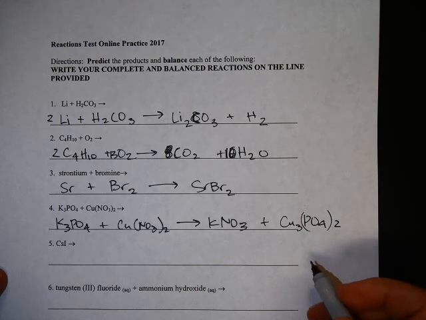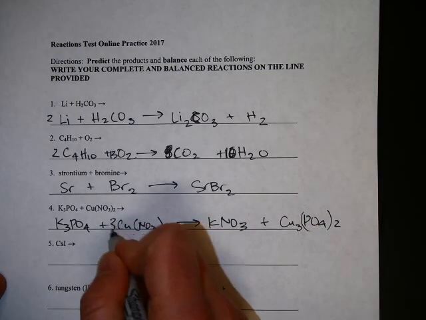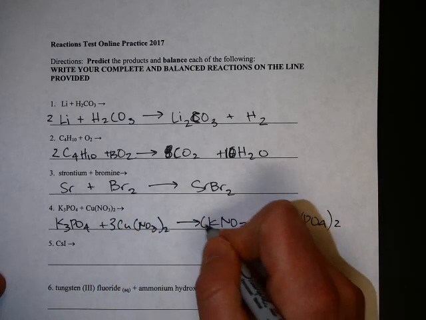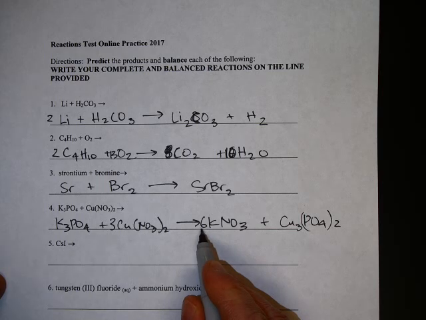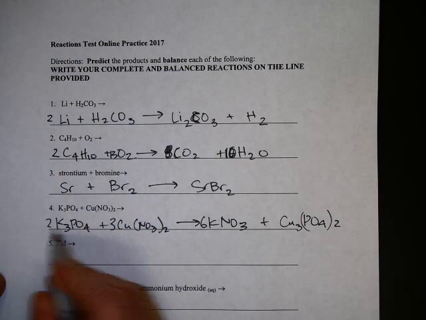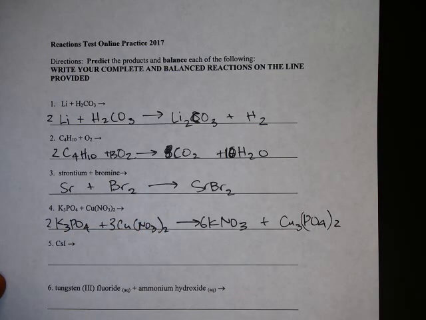And then when you balance it, let's see. Gonna want to go with 3 coppers here, so put a 3 there. That gives you 6 nitrates, so 6 here. 6 potassiums, 2 times 3 is 6, 2 phosphates already there.